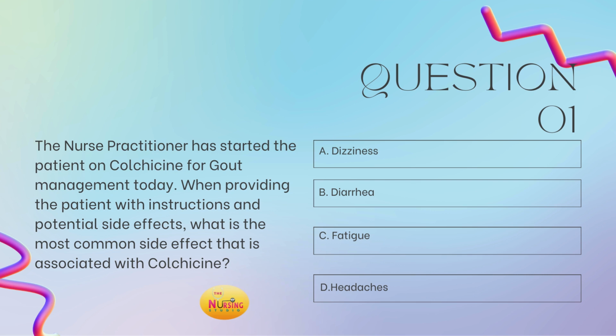Is it A, dizziness? No. Is it B, diarrhea? Yes. Colchicine, very common side effect is diarrhea. Be sure to let patients know this. They can have abdominal pain and cramping, but the diarrhea is one of those most common side effects. Let them know this when prescribing.